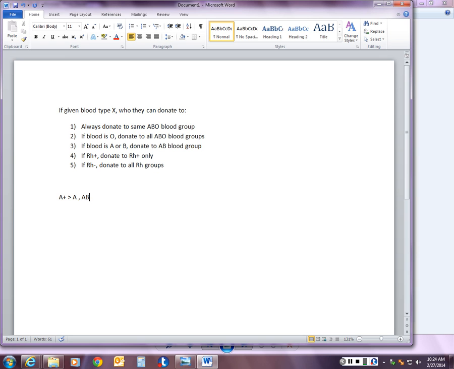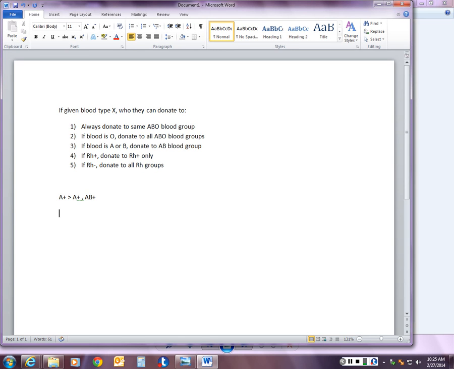Now we also have to consider the Rh status. Rule 4 says if the blood is Rh positive, which this is, it can only donate to individuals who are also Rh positive. So we put in the positives, and there's the complete list of people that a person who is A positive could donate to. They could donate to somebody who's A positive, and to an individual who is AB positive. That's it. Nobody else could receive blood from that individual.